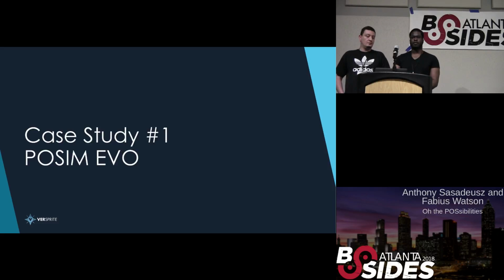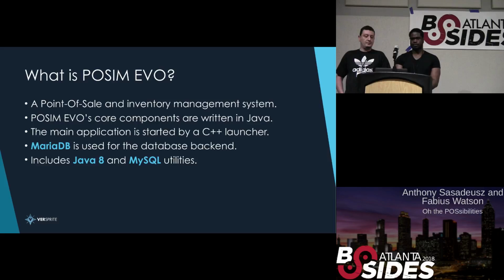The first point-of-sale application that we want to talk about is called POSIM EVO. POSIM EVO is a point-of-sale and inventory management system. It's written in Java. However, when you actually run POSIM EVO, it triggers a C++ launcher that calls the Java code. Its backend uses MariaDB, which is a fork of MySQL. And when you install POSIM, it bundles its own Java binaries and MySQL client utilities.